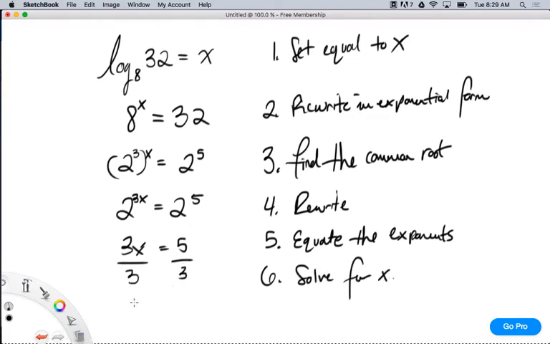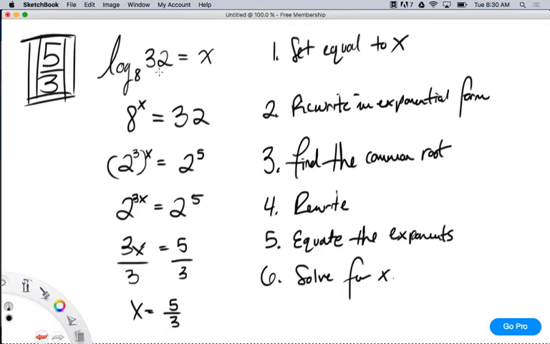Divide by 3, I get x equals 5 thirds. So what's the answer here? Log base 8 of 32 is 5 thirds. That's your final answer. Any questions on that? Okay. So you can do any of these logarithms like that. This process is pretty straightforward.